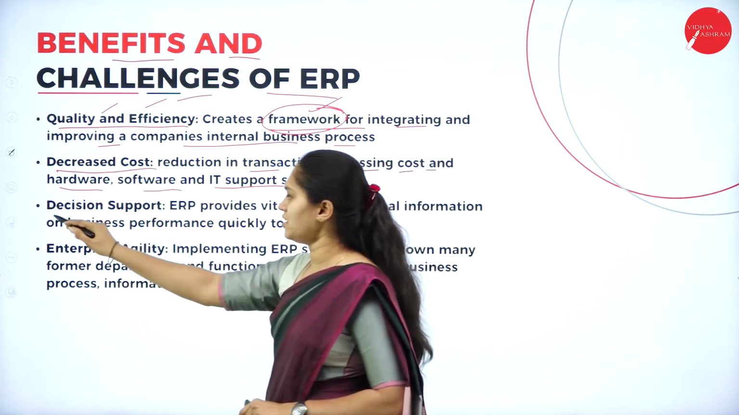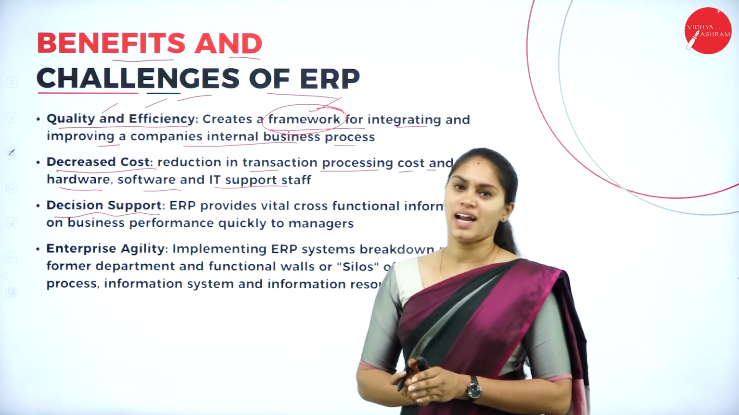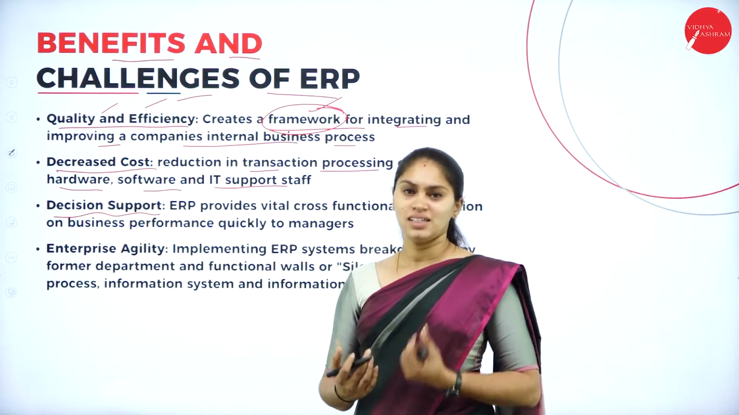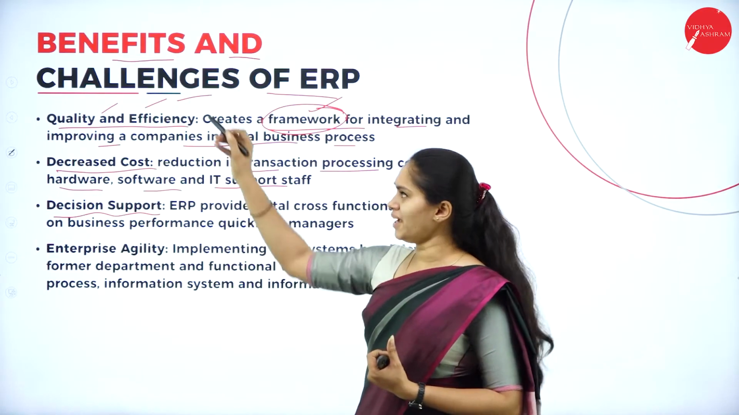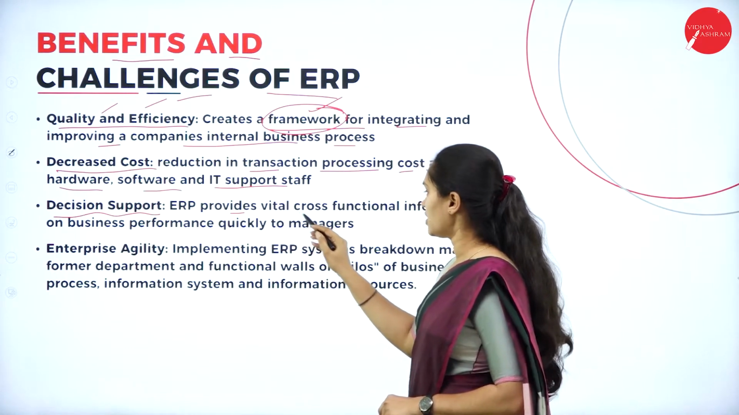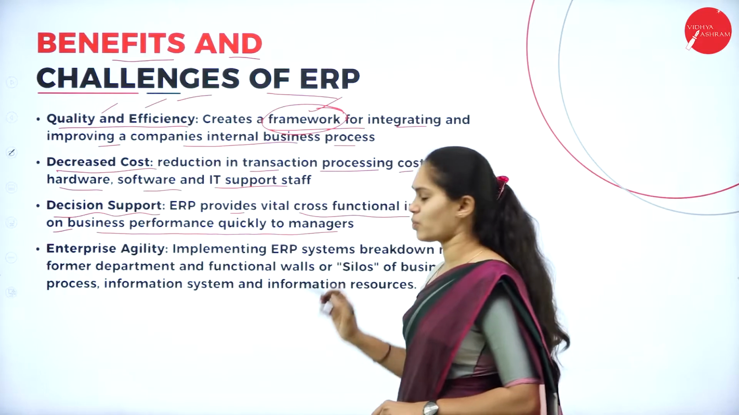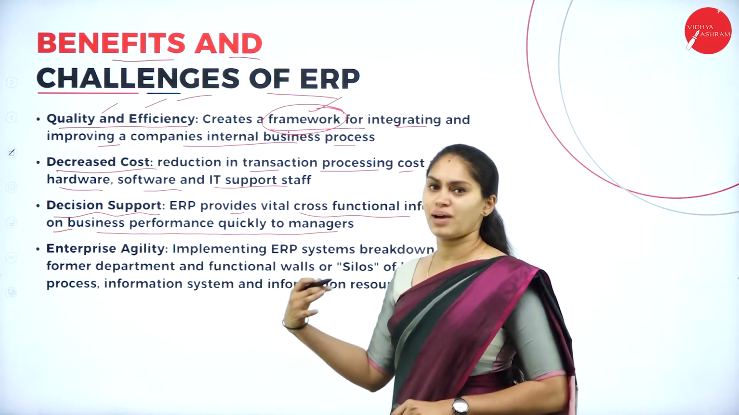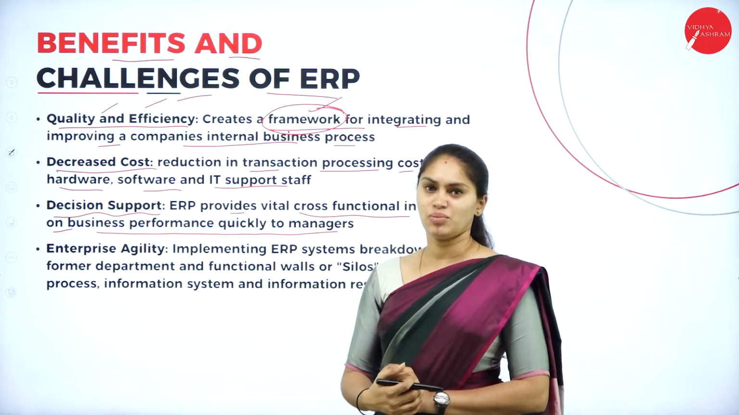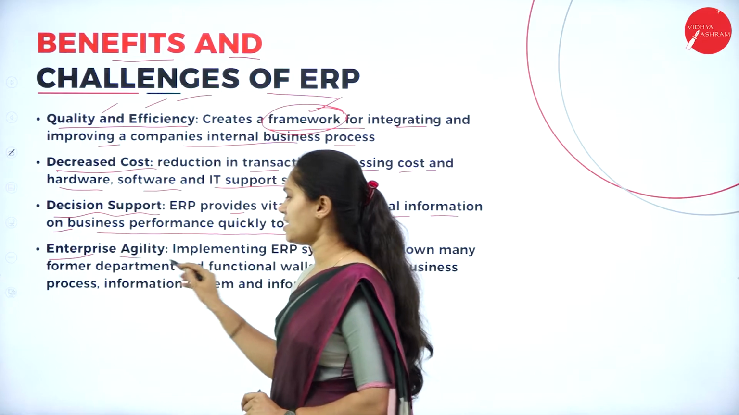Then we have decision support. This ERP system is going to provide the data and information which is needed by the manager in order to make a business decision. So in that way it will be beneficial to the organization. It will provide cross-functional information on business performance quickly to the manager. So if the manager is getting the data and information quickly, then it will be easy for them to make the business decision.